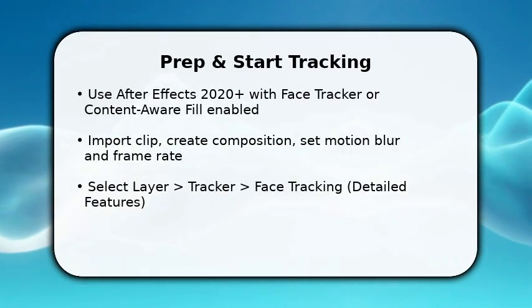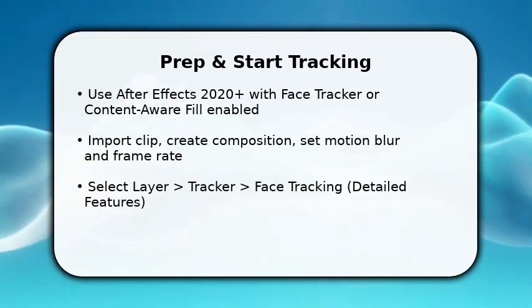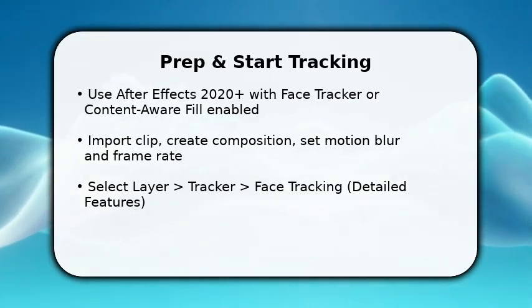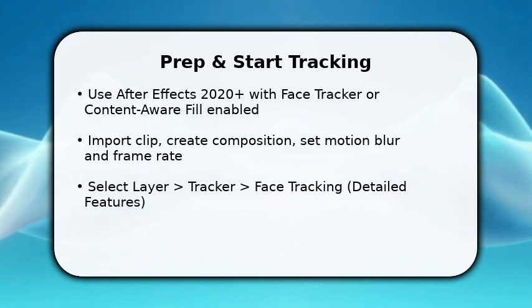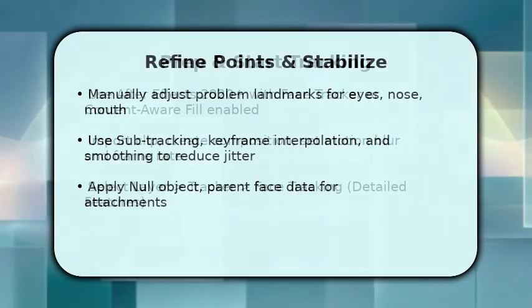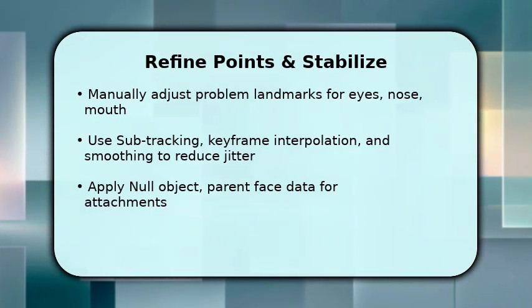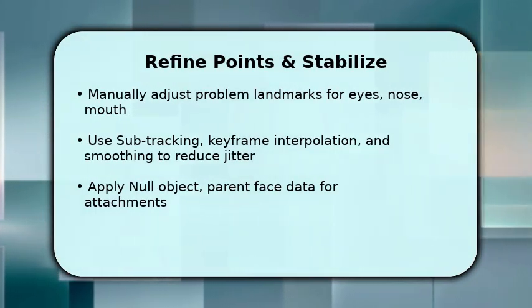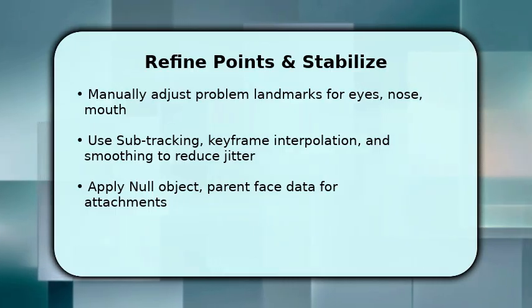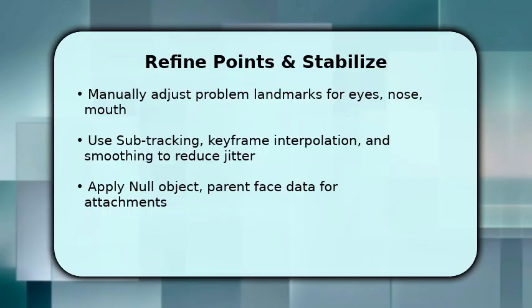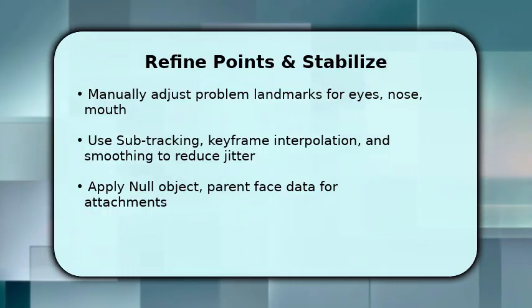Make sure to disable heavy effects temporarily so the tracker sees raw pixels, and then run a short auto-track pass to generate initial tracking data. Once you have raw tracking data, refine it. Scrub through and correct any misplaced landmarks by nudging individual points. Facial features shift with expression, so manual fixes matter.